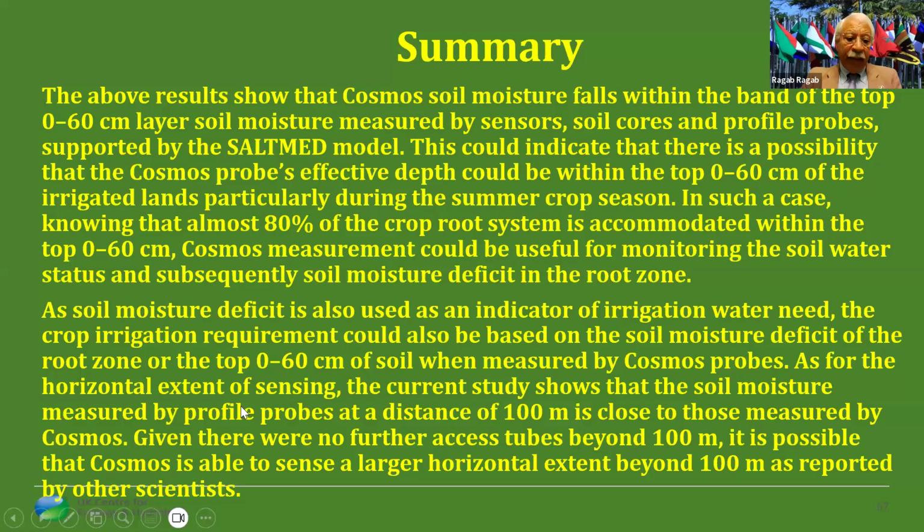As for the horizontal extent of sensing, the current study shows that the soil moisture measured by profile probes at a distance of 100 meters away from the CRS tube is close to those measured by Cosmos. Given there were no further access tubes beyond 100 meters, it is possible that the Cosmos is able to sense a larger horizontal extent beyond 100 meters, as reported by other scientists.